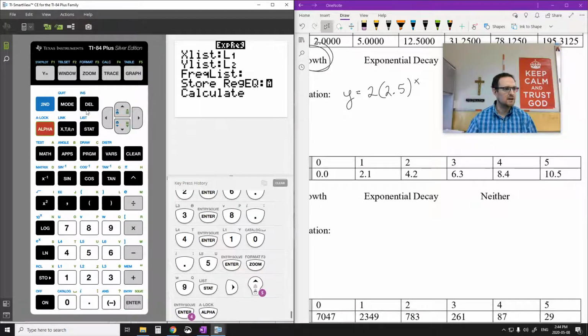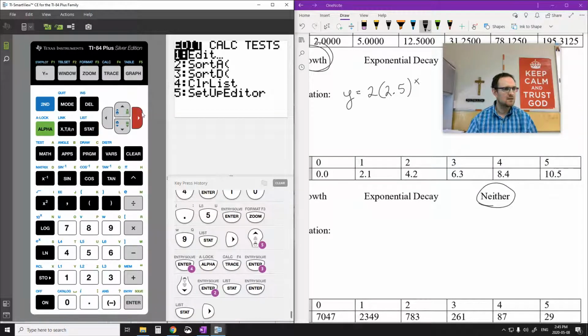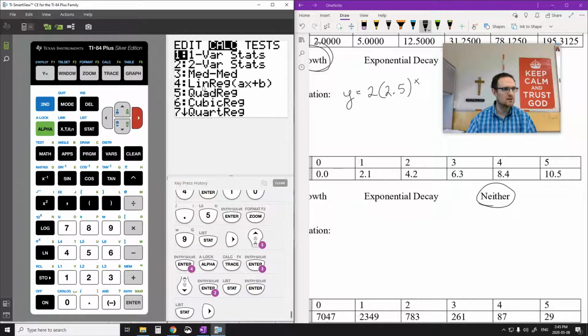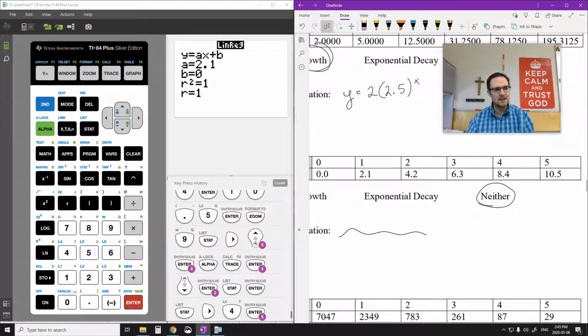I'm going to store this equation. So alpha trace, I'm going to put number 1 here. Nope. What did I do wrong here? Oh, it just doesn't work. If it doesn't work like this, it gives you an error domain. It's probably neither. If it's a really nice linear one, if I go back to my stat here, quit, sorry. Go stat, go over to calc and do the linear one, number 4, LinReg ax plus b. I'll probably get a really good equation out of this. Yeah, there it is. Very nice equation, actually. Perfect for a linear equation. So that's neither. And I'm just going to get rid of that part. You don't need that part.